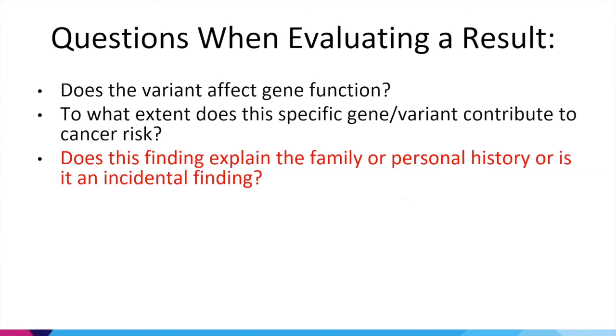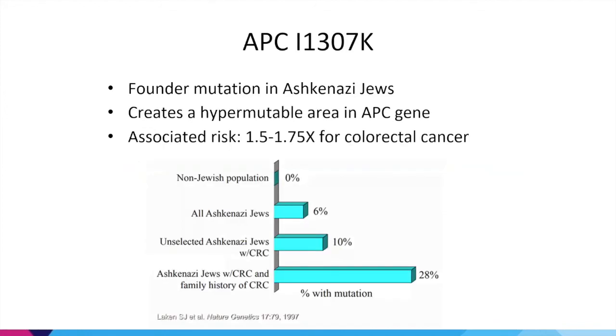Finally, does this finding explain the family history or personal history, or is this just an incidental finding? Especially when we're testing for multiple genes at the same time, sometimes we find changes in genes that really have nothing to do with the personal or family history. An example of this is my favorite incidental finding, I1307K in the APC gene.